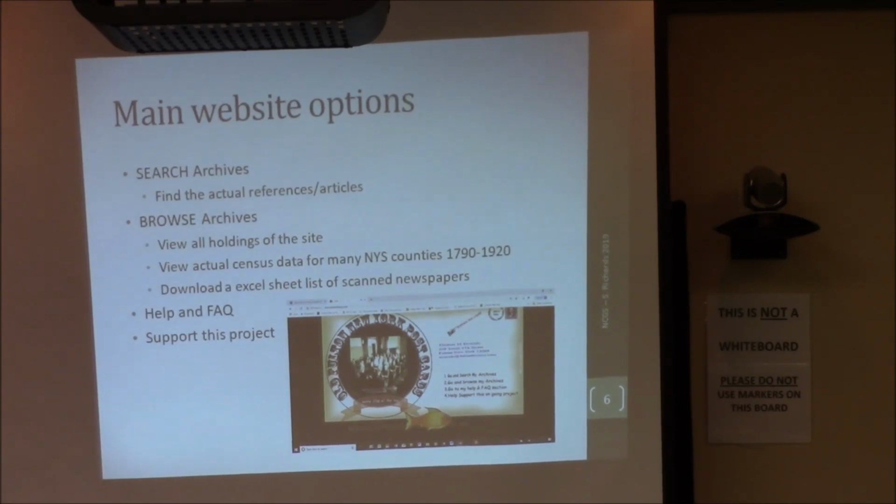Another critical thing to know, and this is really important: download an Excel sheet of all the newspapers he's scanned. Last time I checked, which was just a few weeks ago, he had done an updated list at the end of last year. He had something like 1,200 different newspapers that he has scanned. 850 of those are from New York. So it's primarily a New York project right now, but who knows where he's going to go with it.